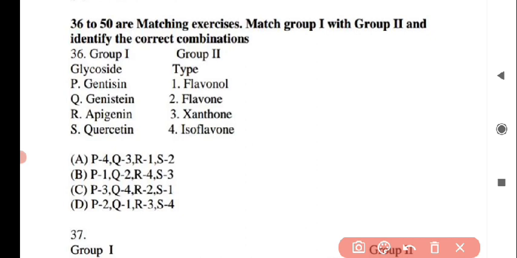Question number 1: in this the group 1 contains glycoside and the group 2 contains. So for this question, the first option, that is genticin, the correct answer is option number 3, that is xanthone. For genistein, the correct answer is option number 4, that is isoflavone. For apigenin, the correct answer is option number 2, flavone. And for quercetin is option number 1, that is flavanol. So the correct answer for this question is option number C.